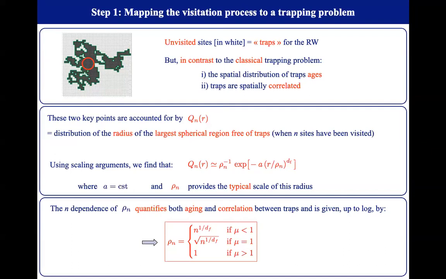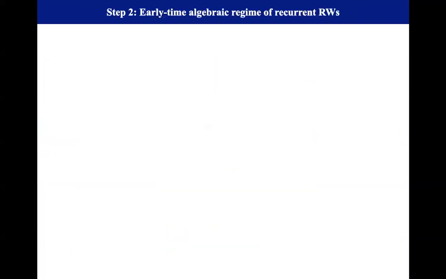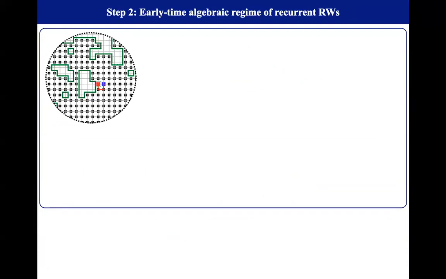So now that we have this, we can say many things. Step 2, we can say something about the early time algebraic regime of recurrent random walks. This is a very simple approach, and it works as follows. Because we consider early times, we have indeed a region type problem in an effectively infinite region. This is similar to what we did in 1D. At small times, we can forget some part of the confinement.